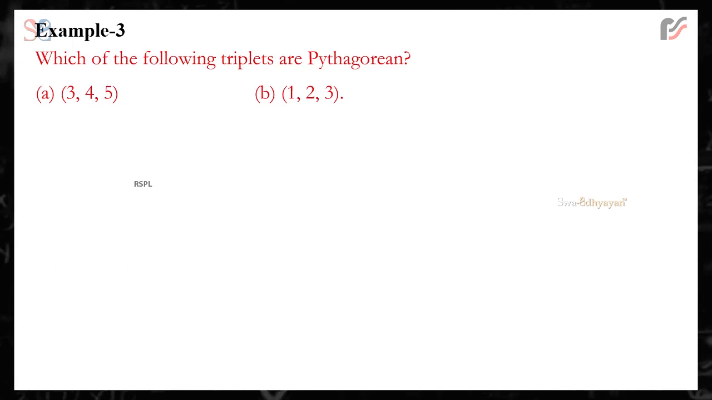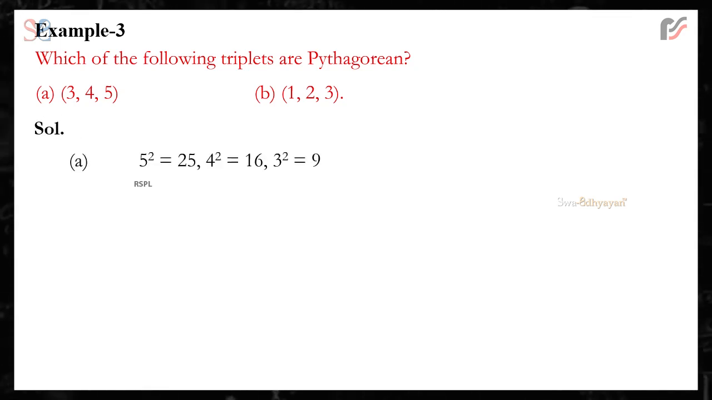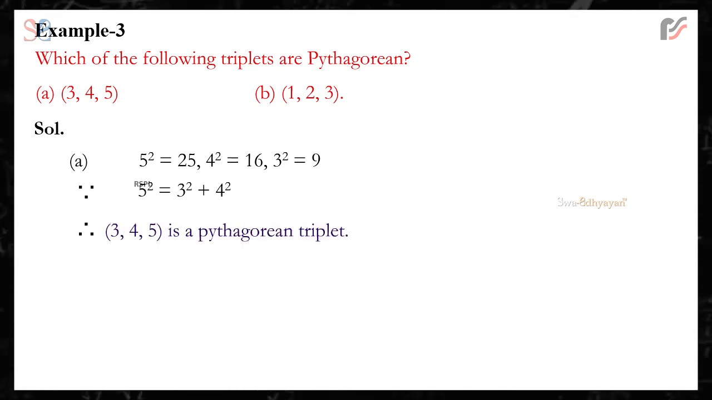Example 3. Which of the following triplets are Pythagorean? A. (3, 4, 5). B. (1, 2, 3). Solution. A. 5 square is equal to 25, 4 square is equal to 16, 3 square is equal to 9. Because 5 square is equal to 3 square plus 4 square, therefore (3, 4, 5) is a Pythagorean triplet.